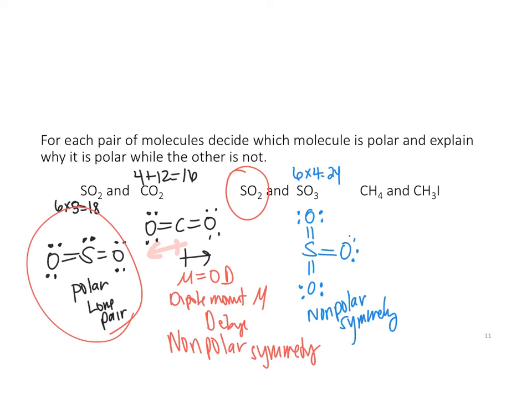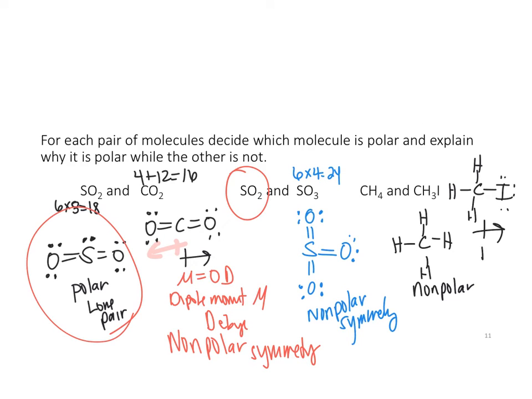All right, so CH4 is methane. So there's symmetry there. This is nonpolar. And then we have CH3I, and then you have iodine here. And this would push that way, and that would be polar. There is a dipole moment.